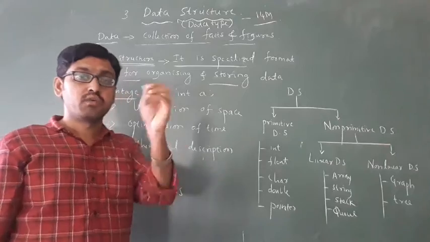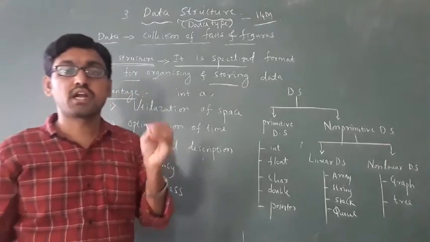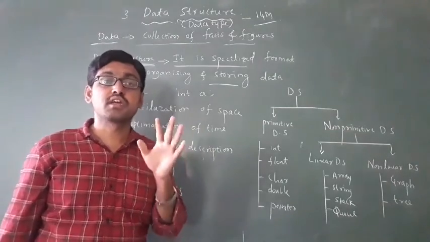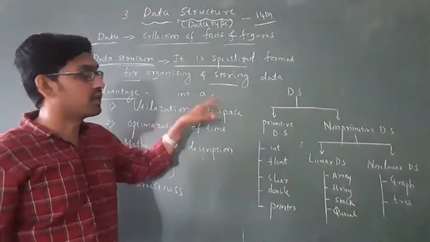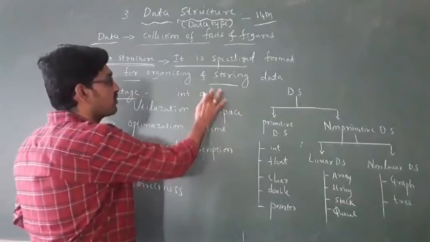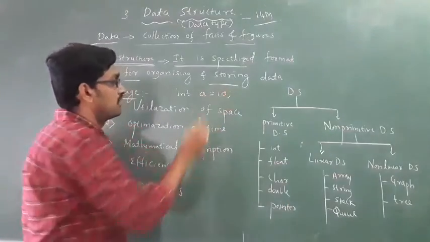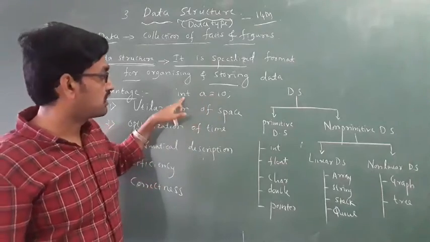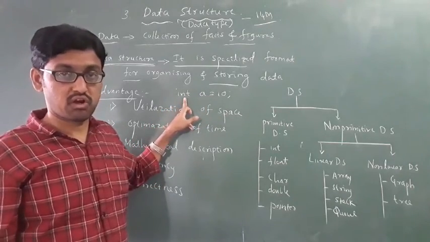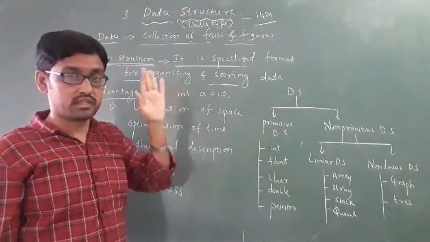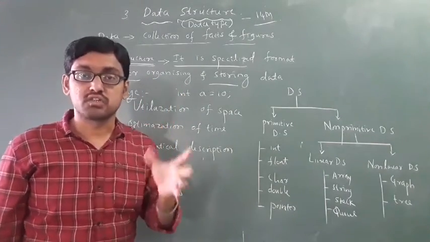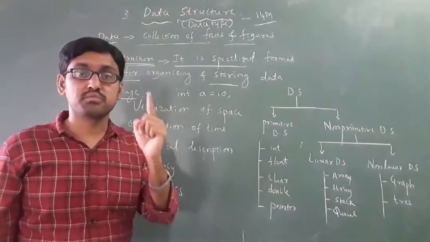For example, when you are writing any program without a data type, you get so many errors. Why? If you want to store a number, for example a equal to 10 in the computer, you must and should have a data structure or data type. That's why, to store data, we must have a data structure. This is the concept you have to remember.